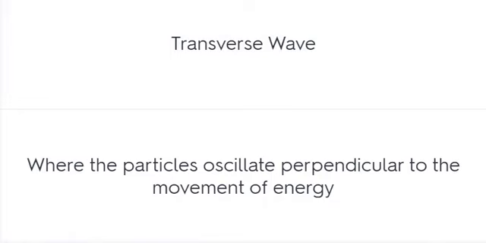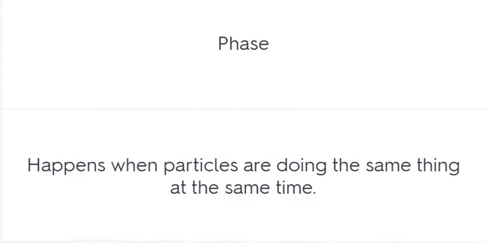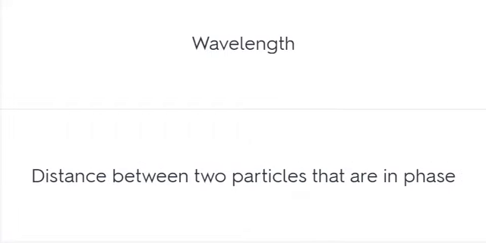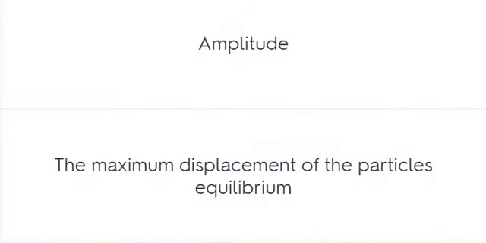Transverse wave, where the particles oscillate perpendicular to the movement of energy. Phase, when particles are doing the same thing at the same time. Wavelength, the distance between two particles that are in phase. Amplitude, the maximum displacement of the particle from its equilibrium.